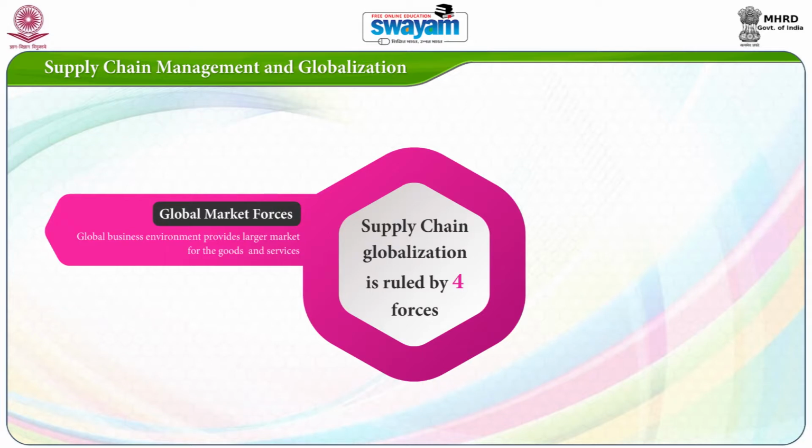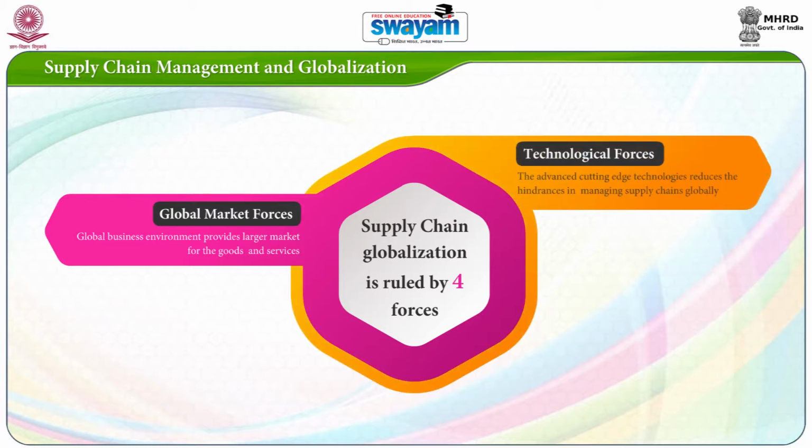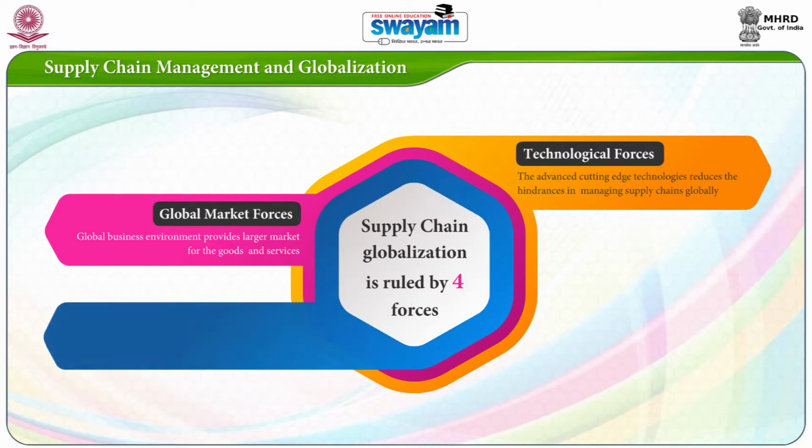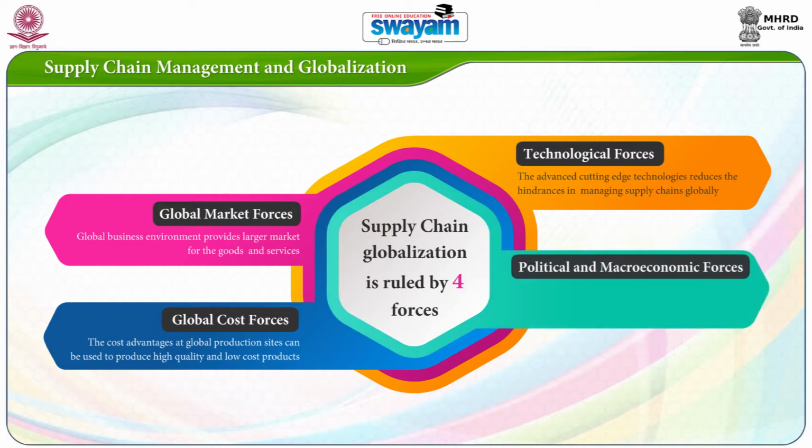Supply chain globalization is ruled by 4 forces. The first one is global market forces, which include the global business environment that provides a larger market for the goods and services. The second one is technological forces. The advanced cutting edge technologies reduce the hindrances in managing supply chains globally. The third one is global cost forces. The cost advantages at global production sites can be used to produce high quality and low cost products. The final one is political and macroeconomic forces. The companies can capitalize on trade agreements, stable government situations, EXIM policies, exchange rate utilization, etc.